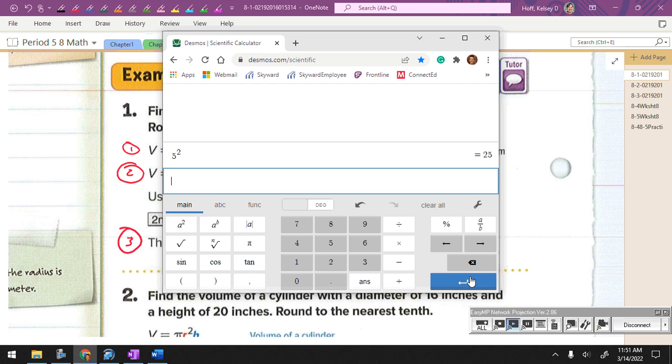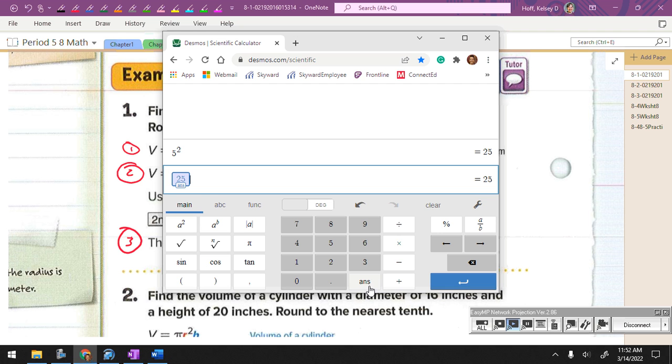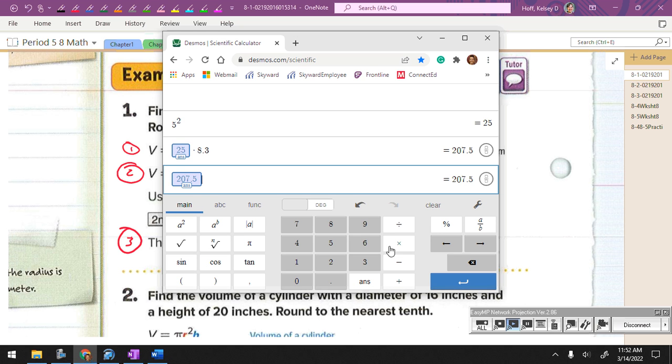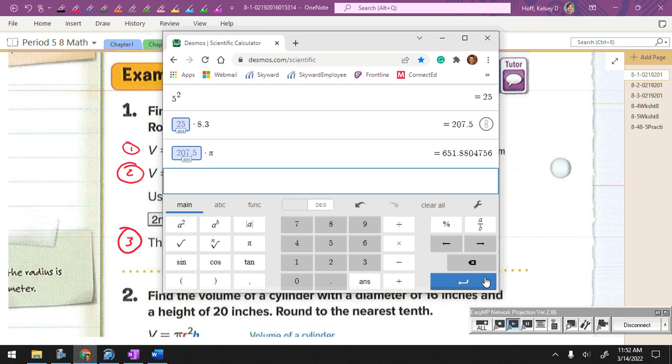Now, I need it to keep 25, so I have to use the ANS button right here. So it says take my answer from before, and then I'm going to take it times my height, which was, what's my height? 8.3. Hit enter. And then last but not least, I need to take that answer again, ANS, times, and then there's the pi button over here. Enter. And you get a long decimal.